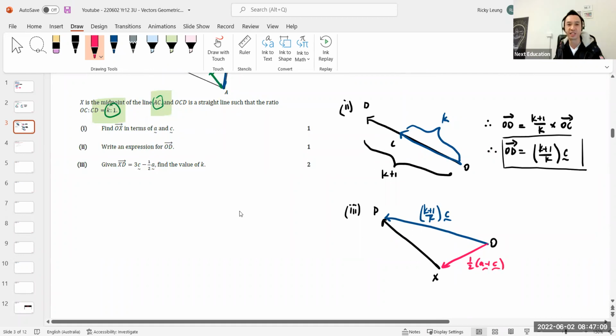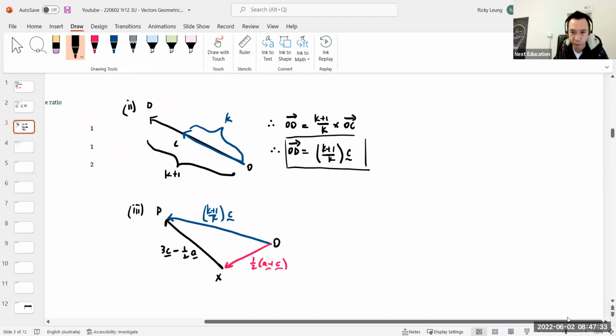Yeah, and they've given me this black expression to be 3C minus half A, right? Now, I'm hoping that when I connect them all, I can find the value of K. That's hope. Now, let's see which one's head to tail. So it looks like blue equals pink plus black, right? You can see blue, pink plus black. So let's set that up.